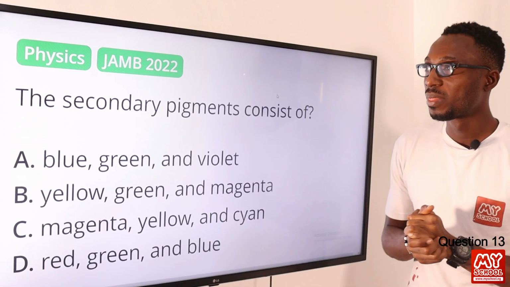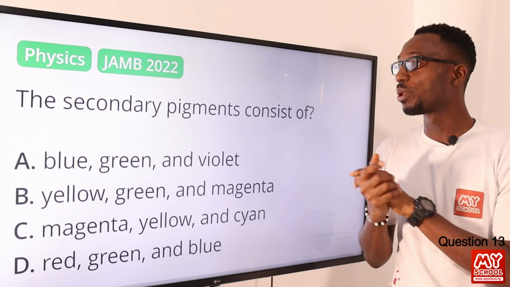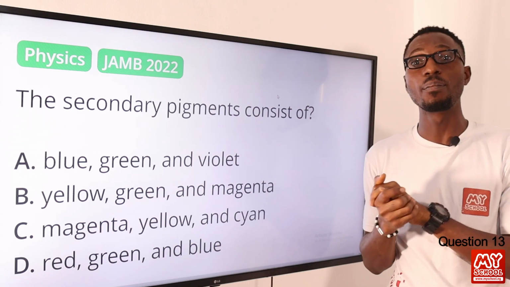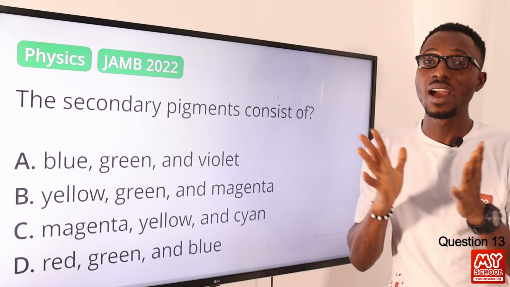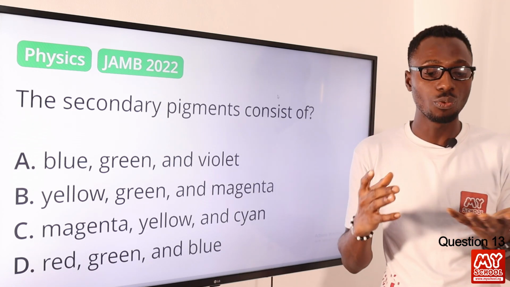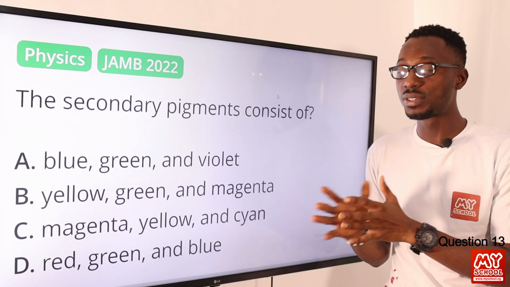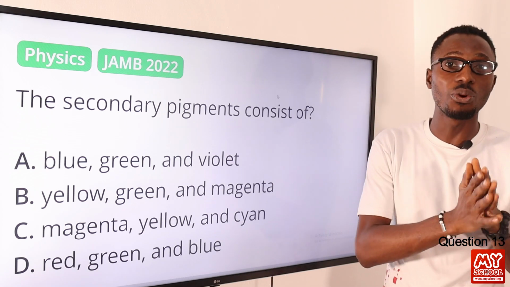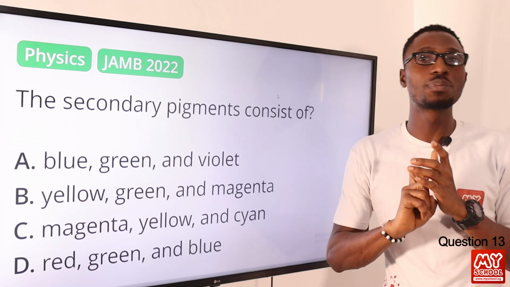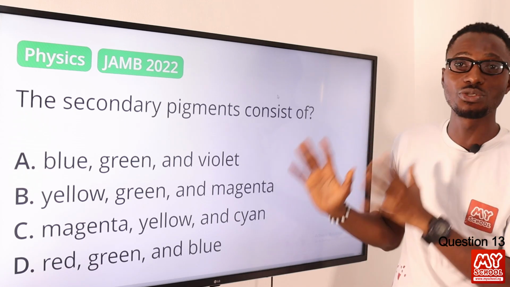Question 13. The secondary pigment consists of what? For you to be able to identify secondary pigment, it's important that you can identify the basic primary colors or the pigments in this context. So the basic primaries, we are looking at red, blue, and green. If you look through the options and you find any option containing at least one of these primary colors, it disqualifies that particular option. So let's do a lookup.